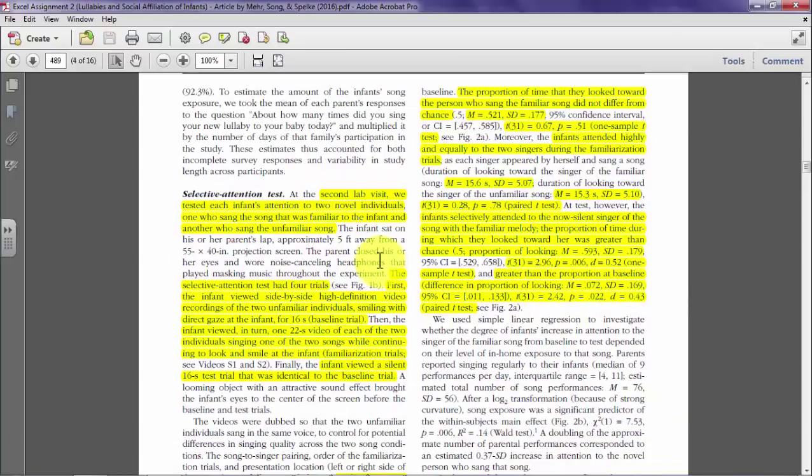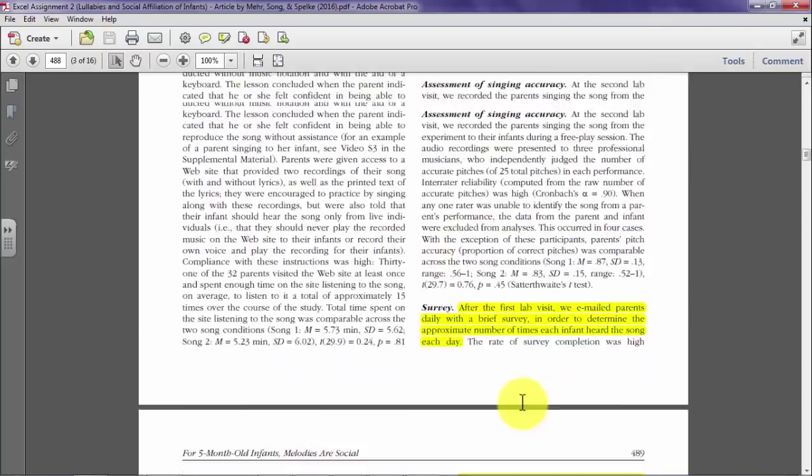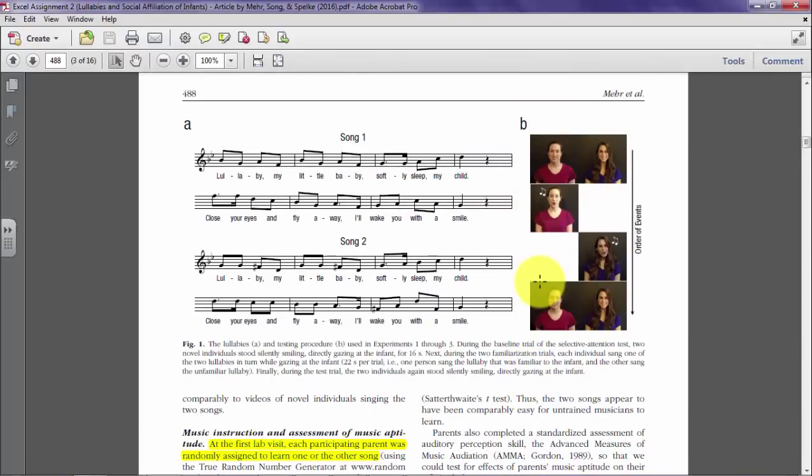Then they came back to the lab a second time and they tested the infant's attention to 2 novel individuals who sang the song that was either familiar or the song that was unfamiliar. So you'll see that this explains that process, but they have a nice illustration of it up here. So there's 4 trials. In the first trial, they looked at 2 friendly faces smiling at them side by side. Then in the second trial, they heard somebody sing either the familiar or the unfamiliar lullaby. And then in the third trial, they saw the other woman sing either the familiar or the unfamiliar lullaby, the one that wasn't sang by the first one. So if this first one sang the familiar lullaby, then the second one, the lady in blue, sang the unfamiliar lullaby.